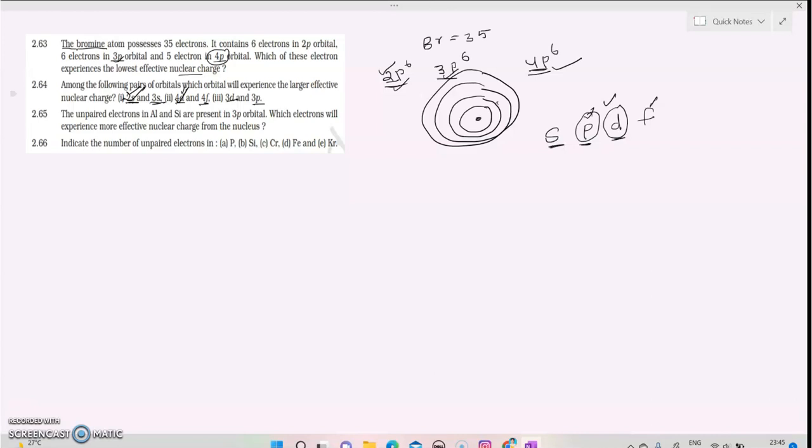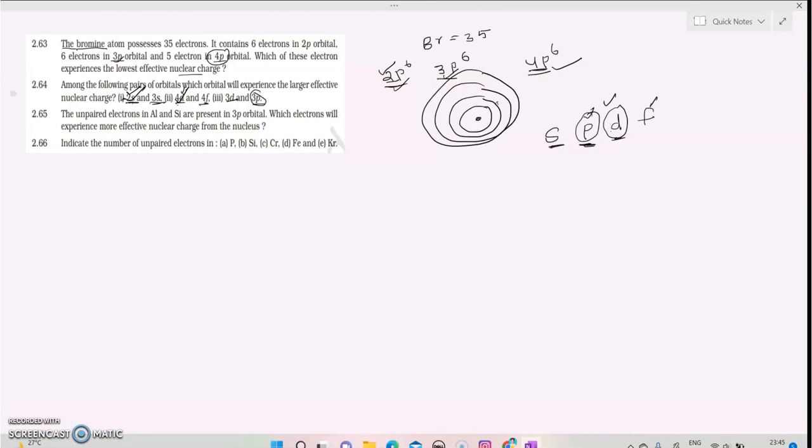So in 2s and 3s the answer is 2s. In 4d and 4f the answer is 4d because the d orbital will come first. In 3d and 3p, the p orbital will experience more. So that's why the p orbital is the answer.